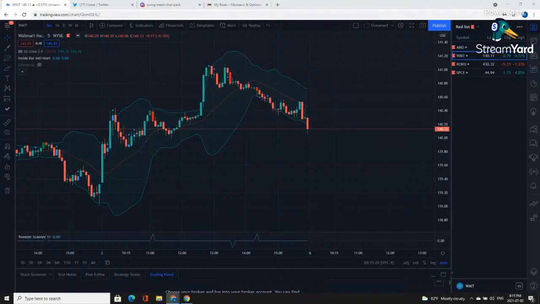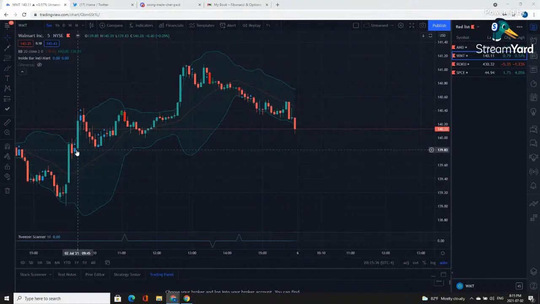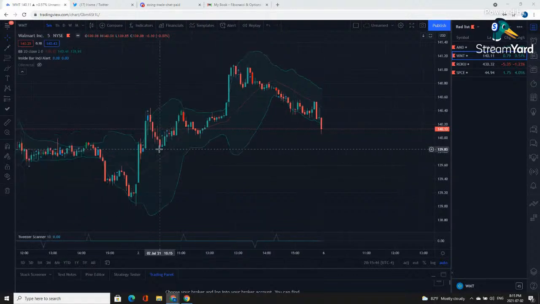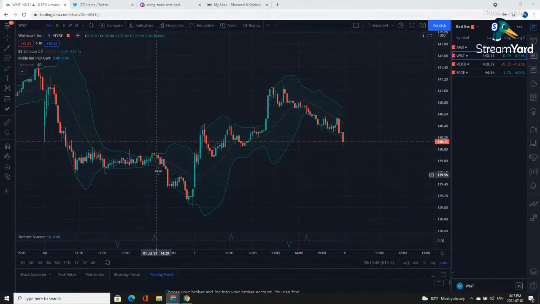All right, are we okay with Walmart? Does Walmart make sense? Walmart was actually really nice too, because you see this little inside bar here. If you didn't take the ORB right there, even the ORB is good money. Look how beautiful that ORB is, and then that inside bar is so beautiful. Then the fibs right here, we have the 50, and also the intraday fib.